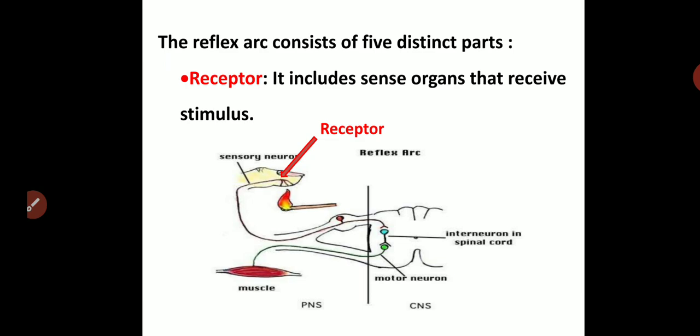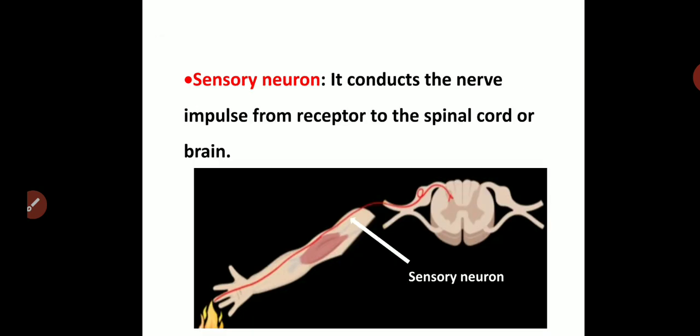The first one here is a receptor. You can see when the flame is coming in contact with the skin, there are sensory receptors present in the skin, the nerve endings. Those sensory receptors pick up the information, the pressure, the sensation of heat, and that is called a receptor.